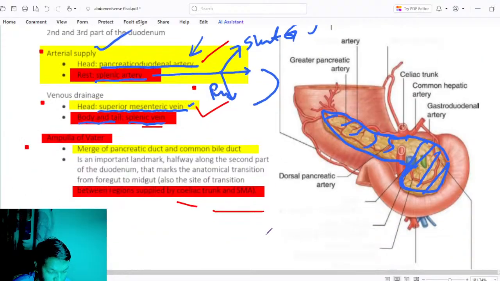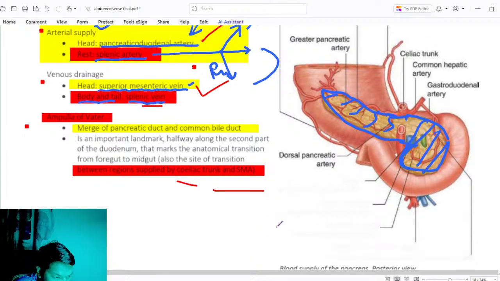Ampulla of Vater or opening of the major duodenal papilla, same thing. And it is an important landmark because up to there, second part of the duodenum, is anatomically from foregut to midgut. Bursa. We have seen this one before.